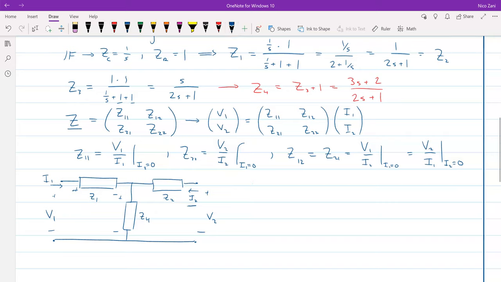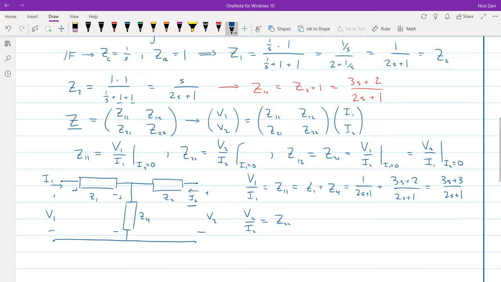So V1 over I1, which is Z11, is simply equal to Z1 plus Z4. Which is 1 over 2s plus 1 plus 3s plus 2 over 2s plus 1, which should just be 3s plus 3 over 2s plus 1. And V2 over I2, as we will see, is similar. Because Z2 is equal to, I should have given these better names. Let's call them A, B, and C. Nah, I won't do that. That might confuse you guys more. Either way, because Z22 is equal to Z2 plus Z4, and because Z2 equals Z1, this ends up being the same thing as Z11.